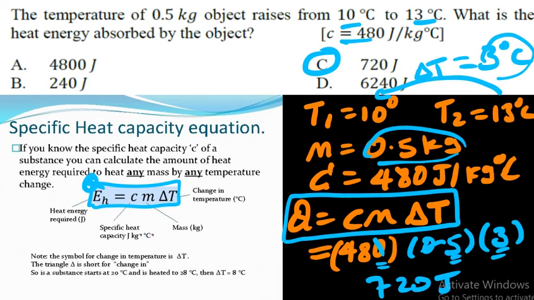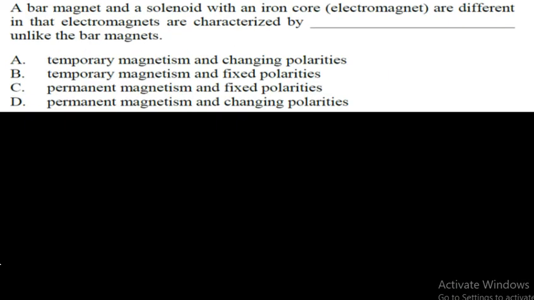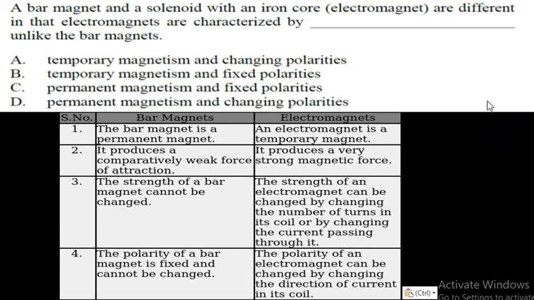Okay, let us continue to the next question. When you go to the next one, a bar magnet and a solenoid with an iron core, that means electromagnet. Now the question is discussing a bar magnet and an electromagnet. They are different in that electromagnets are characterized by certain traits, unlike bar magnets. So what is the main difference between electromagnet and bar magnet? Let us try to see. As you see here, bar magnets and electromagnets are compared.